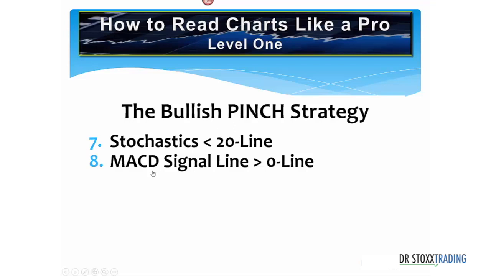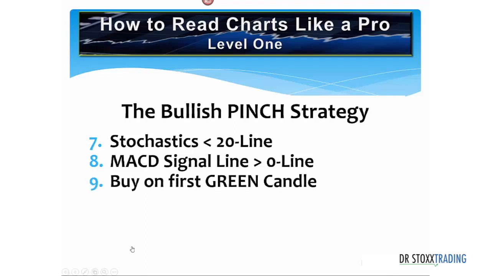Now, we're not going to buy right away because stochastics can get oversold and stay oversold for a while. What we want to do is buy only on the first green candle, or green bar if you're using a bar chart. That may take a couple of days because you might get a series of red candles in a row as stochastics becomes weaker and weaker. But as long as your MACD signal line is above the 0, then you're good to go when you get a green candle. As soon as you get a green candle, you can enter that trade.